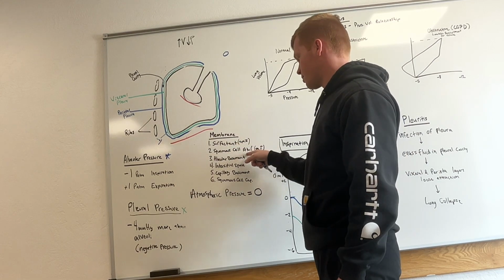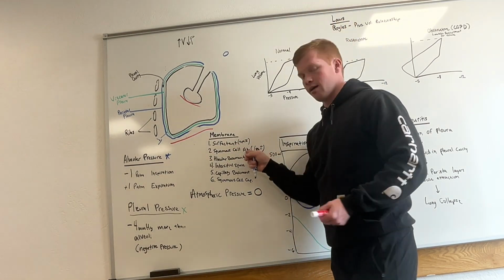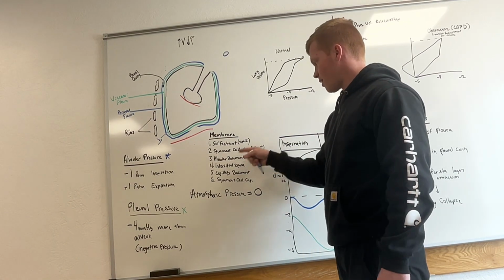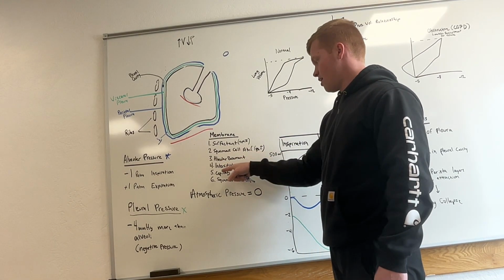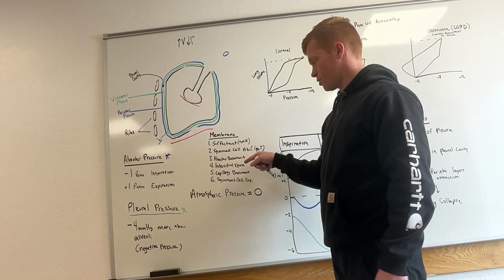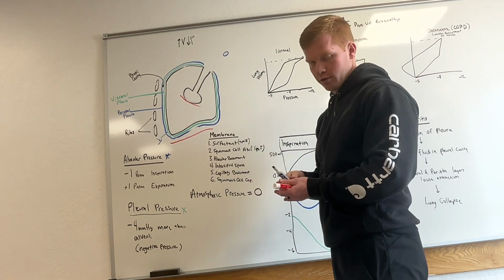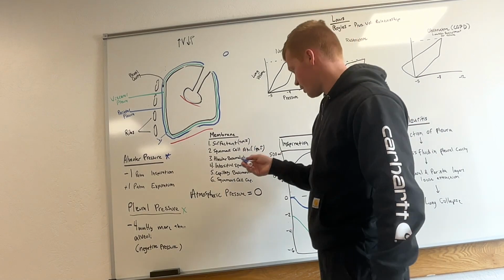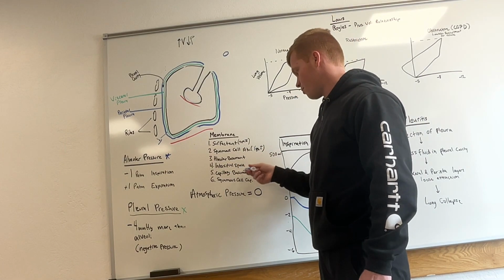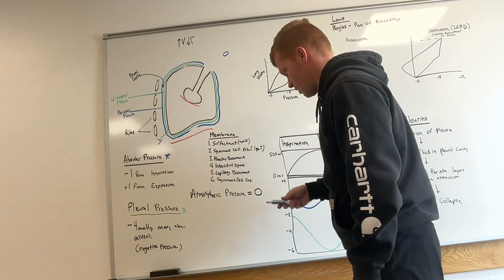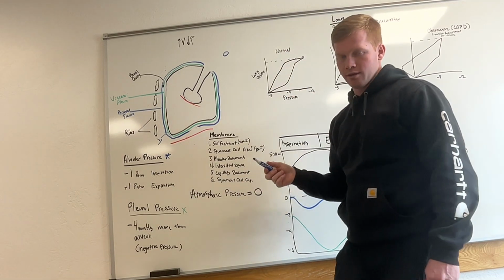It passes through the squamous cell of the alveolus, passes through the alveolar basement membrane, and then it goes through the interstitial space in between the membrane of the alveolus and the membrane of the capillary, and then it hits the capillary basement membrane and then goes through the squamous cell, the capillary, or the endothelium.